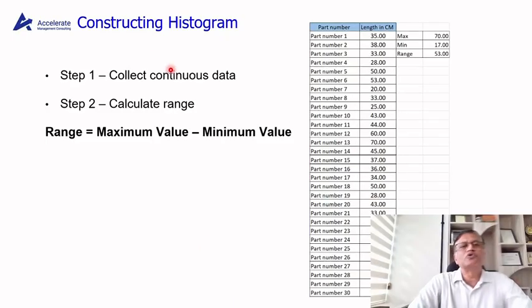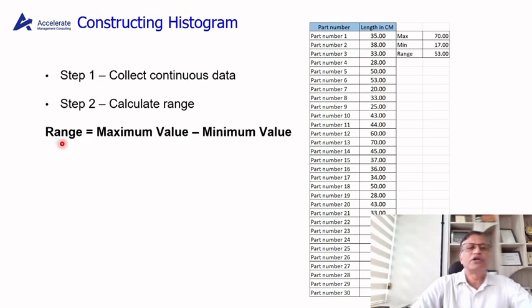Let's look at how to construct a histogram. I have taken around 30 data points, just for reference purposes, as an example to construct the histogram here. This data is about the length of a part in centimeters. So the first step is collecting your continuous data. The second step is calculating the range.